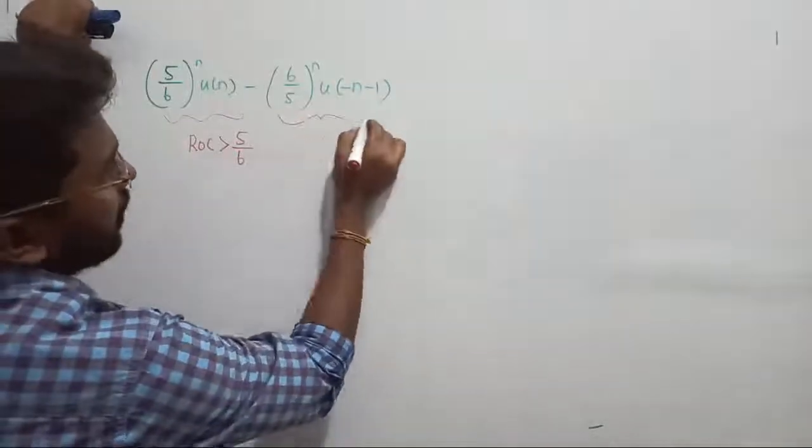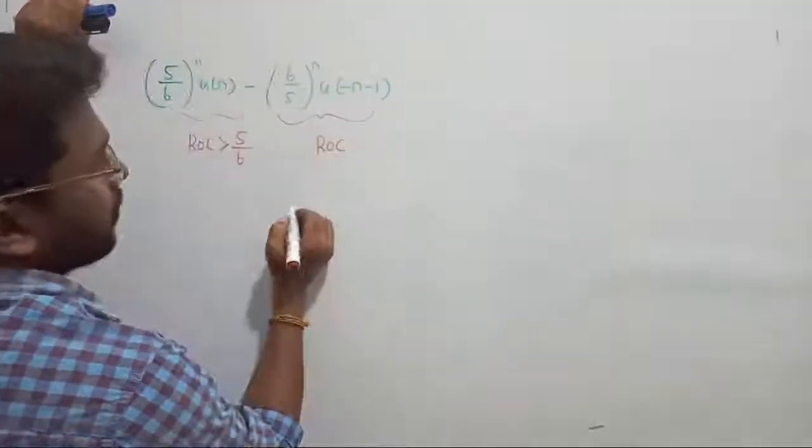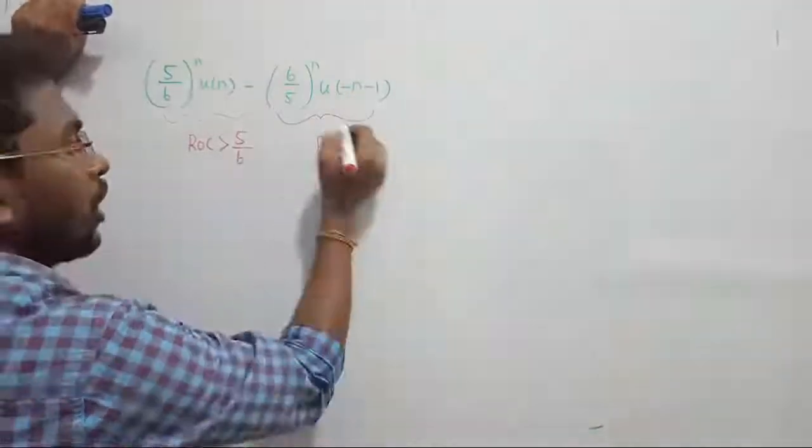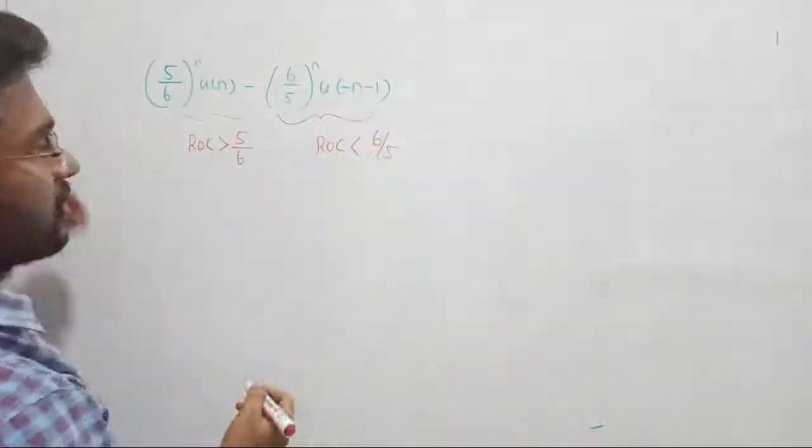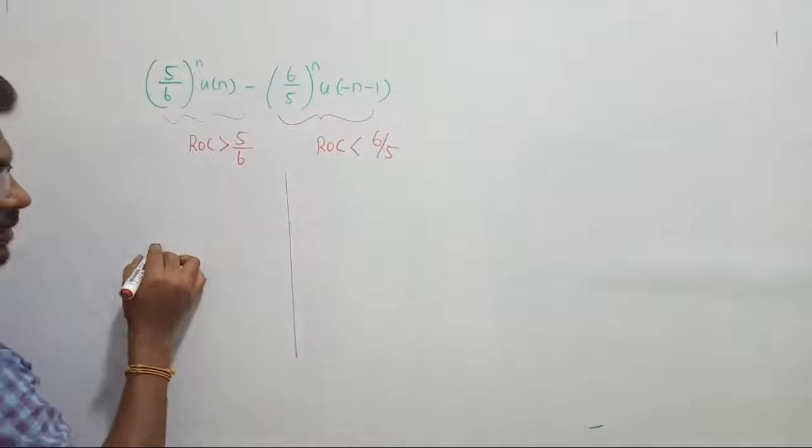This is what? A left-sided signal. So its region of convergence, left side means less than. How much? 6 by 5. Shall we draw the ROC? Yes.